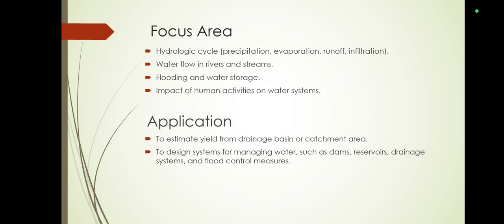Now, what are the focus areas? The first one is the hydrologic cycle, which includes precipitation, evaporation, runoff, and infiltration. These four are known as hydrological parameters, which I will discuss later. The second one is water flow in rivers and streams. The third one is flooding and water storage. And the last one is the impact of human activities on the water system.